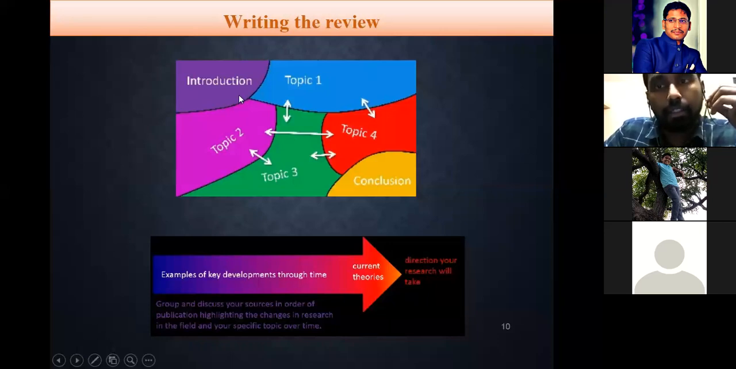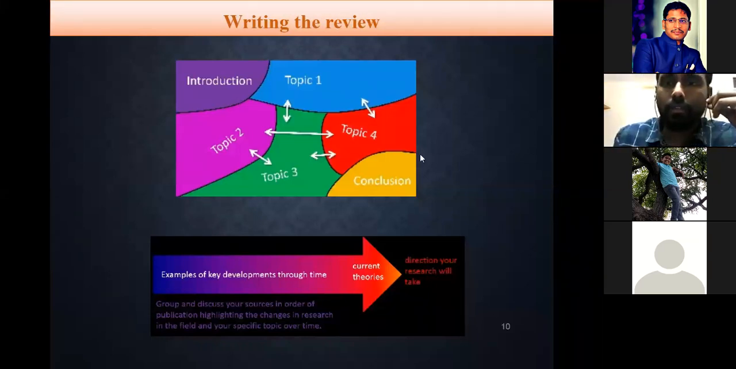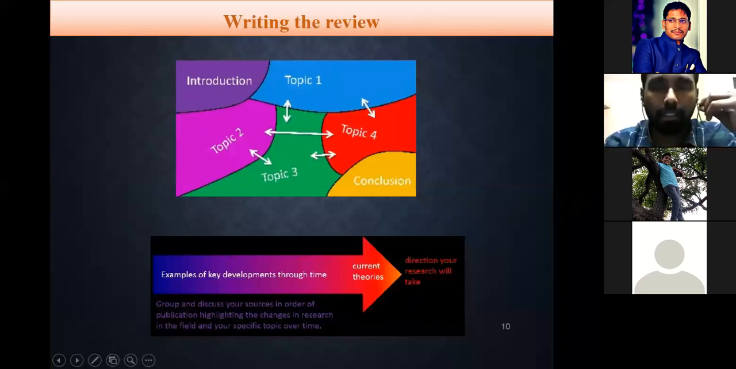And then the introduction section should give us detail about the research gap, and what is the need for this literature review and all those things. The conclusion should summarize everything, and it should lead to our work, what kind of research we are going to take up, and what the research gap is. So everything should be in the conclusion. So this is the flow of the literature review, the review article.